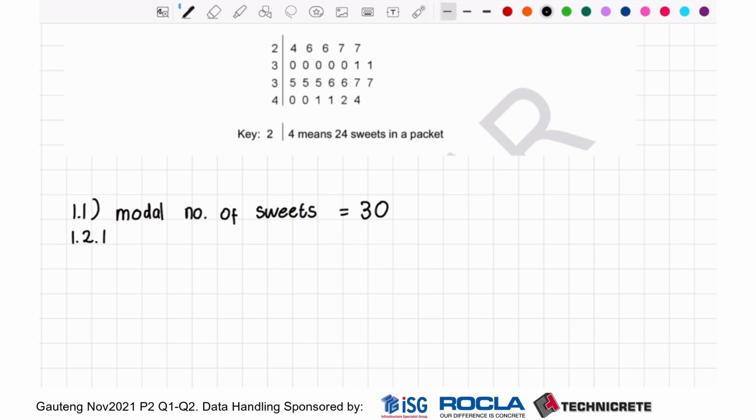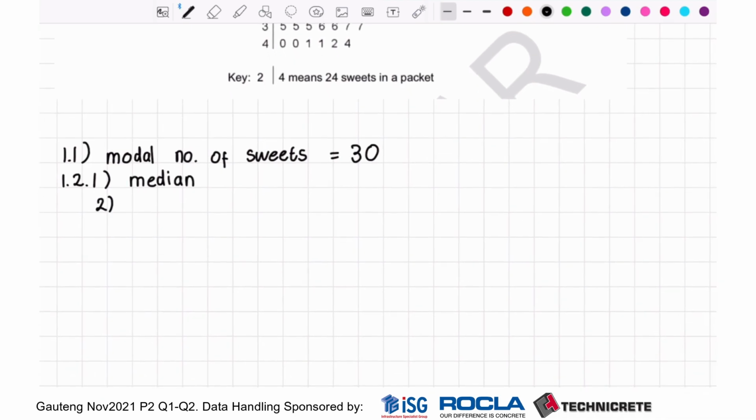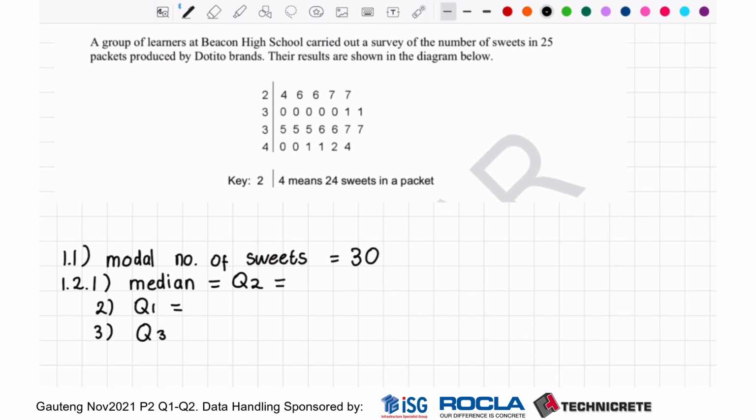Okay, and then 1.2 has a few parts. So the first part asks us to determine the median, and the second part is the lower quartile, which is Q1, and the upper quartile is Q3, and the median is Q2. Okay, when we're finding these Q1, Q2, and Q3, it's important to remember that the numbers have to be in ascending order. So in the stem and leaf plot, it's already given in ascending order, so we can just go ahead and find these out.